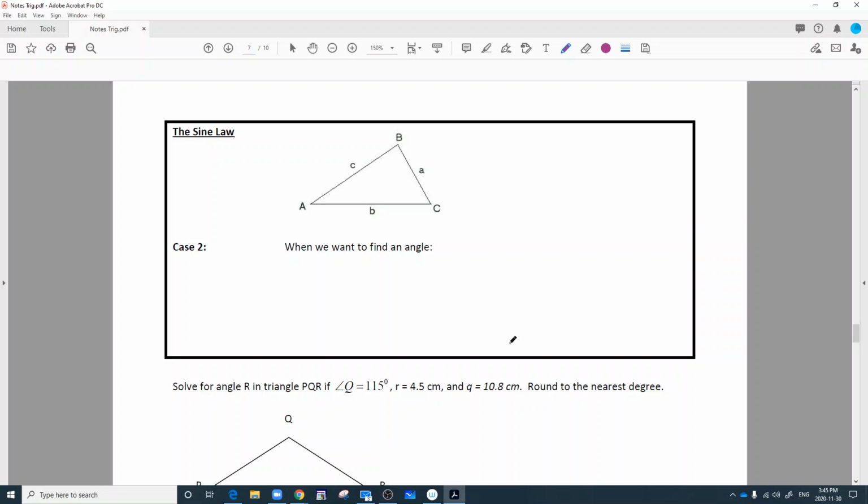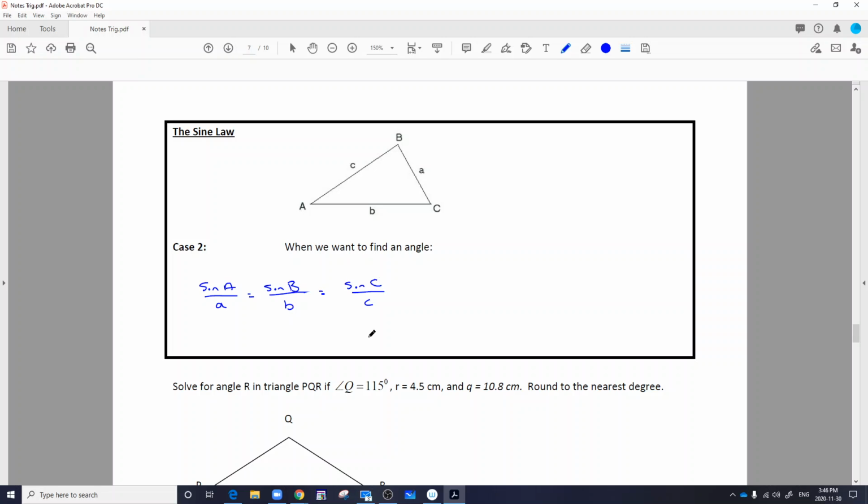So it's the same. We have to have an angle across from a side that's known. But the difference is that if I want to solve for an angle, instead of putting my side on the top, I put my angle on the top. So I would say that the sine of angle A is to side A, as the sine of angle B is to side B, as the sine of angle C is to side C. So all I've done is take the equation and flip them.